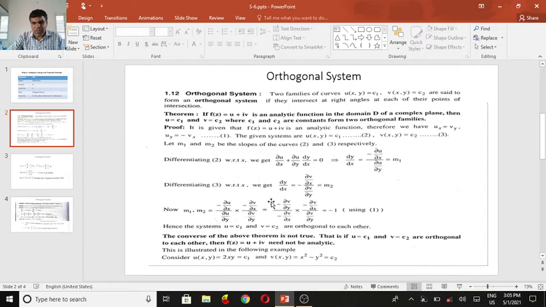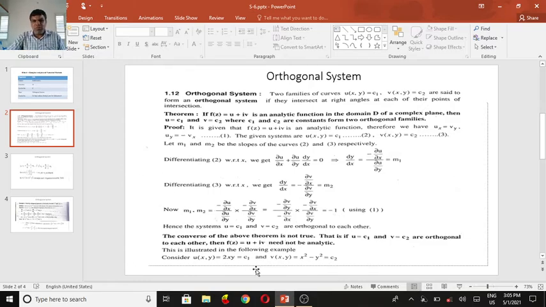So on the right-hand side, all the terms get canceled. We are left with minus into minus, which gives plus. Again in here, minus is left. So the product should be equal to minus 1 by using the Cauchy-Riemann equations. Hence, the system u equal to C1 and v equal to C2 are orthogonal to each other. Orthogonal means, by using the Cauchy-Riemann equations, the product of the two slopes is equal to minus 1. So the system is orthogonal.